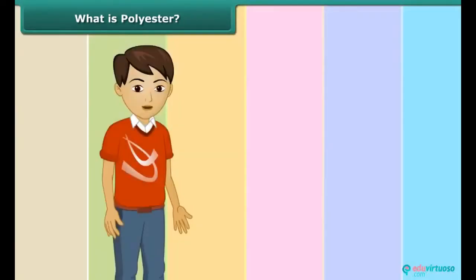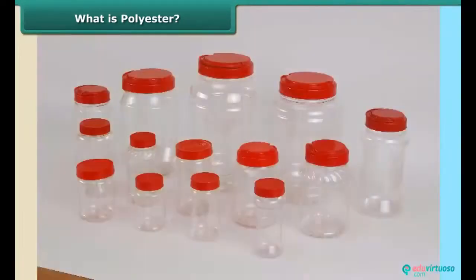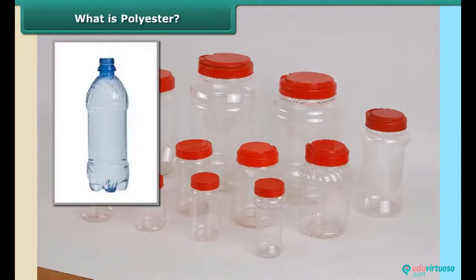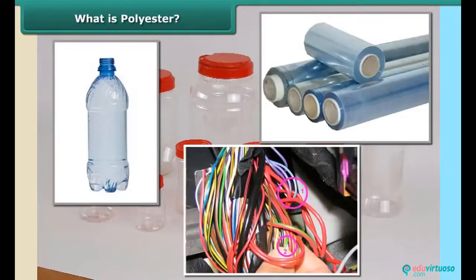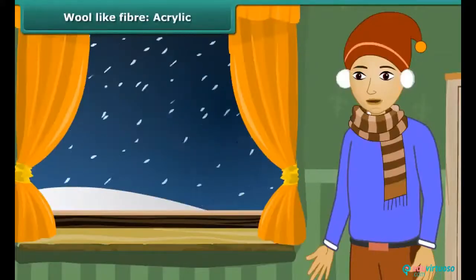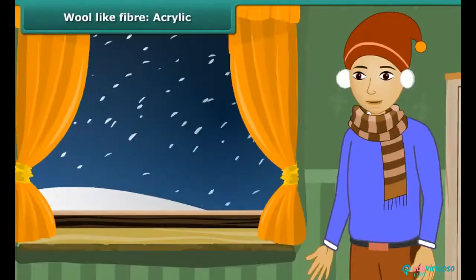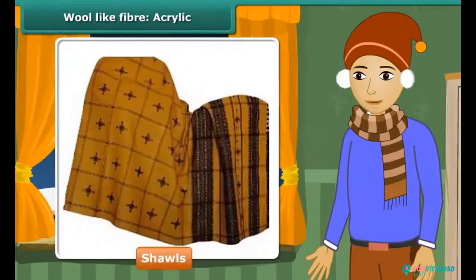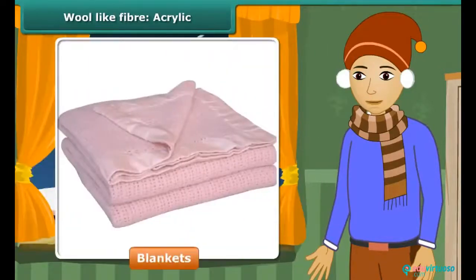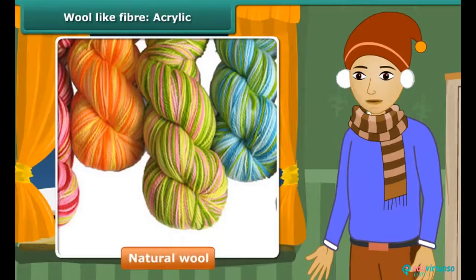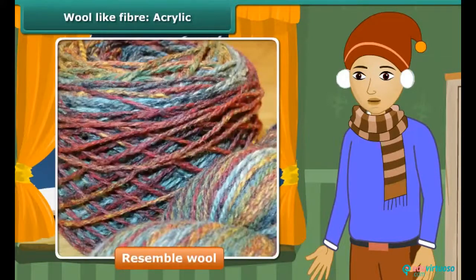Have you ever noticed that your mother always buys PET jars for storing rice, sugar, etc.? PET is a familiar form of polyester and is used for making bottles, jars, films, wires, etc. To protect us against cold winters, we wear sweaters and shawls and use blankets. Do you know that many of these are actually not made from natural wool, though they appear to resemble wool?